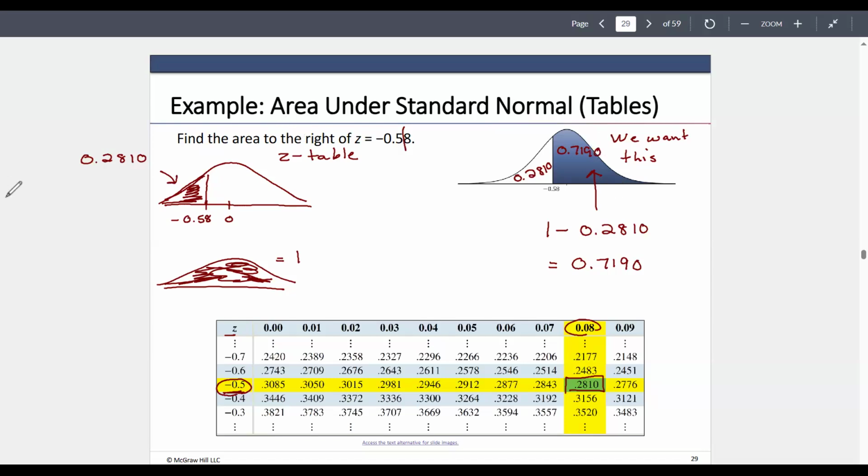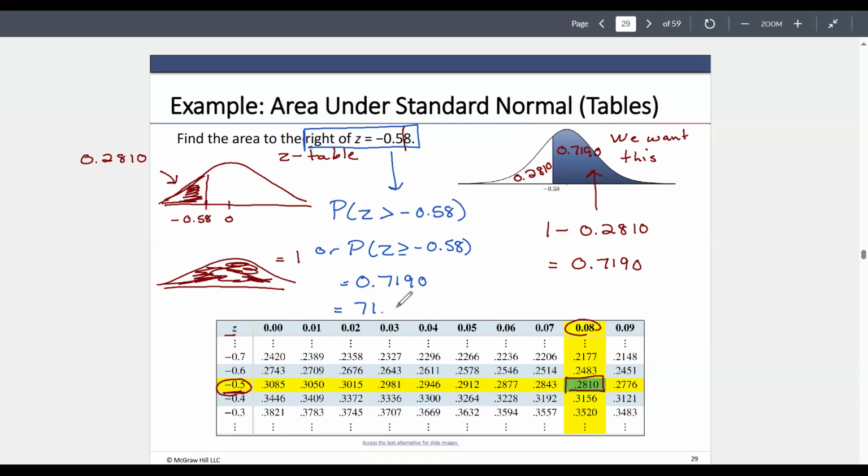Now when we're talking about area to the right, we're talking about that area that is going to be greater than that z-score. So this is the probability that a random z-score is going to be greater than negative 0.58, or z is greater than or equal to negative 0.58. Either way, our probability is 0.719, or 71.9%.